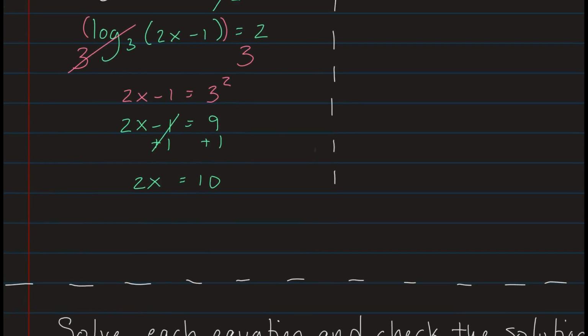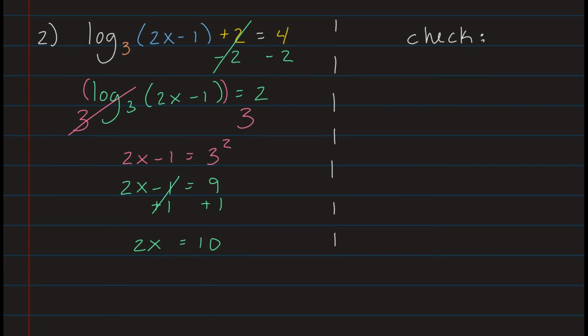Then I have a 2 attached to the x. So I need to divide both sides by 2, because right now it's 2 times x. Opposite operation of multiplication is divide. So you divide by 2 to get the 2 off of the x. 10 divided by 2 is 5.